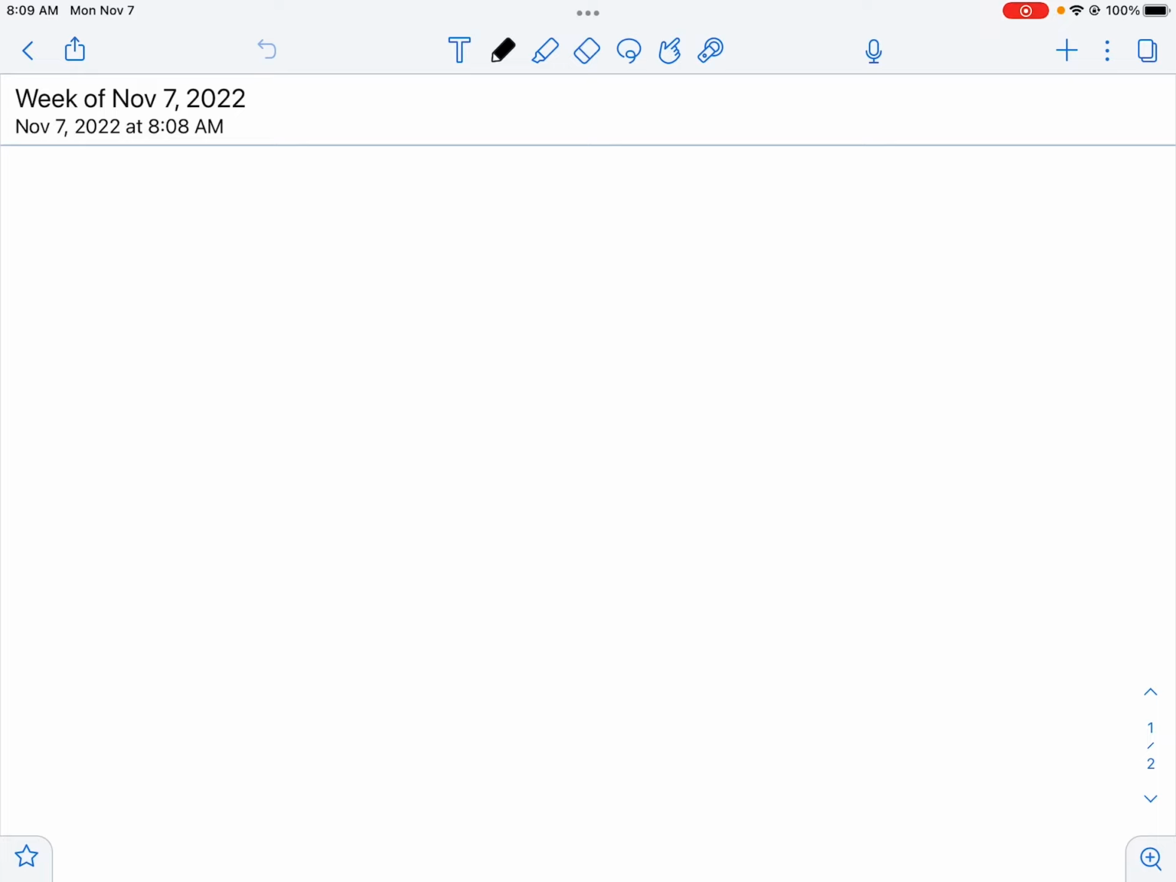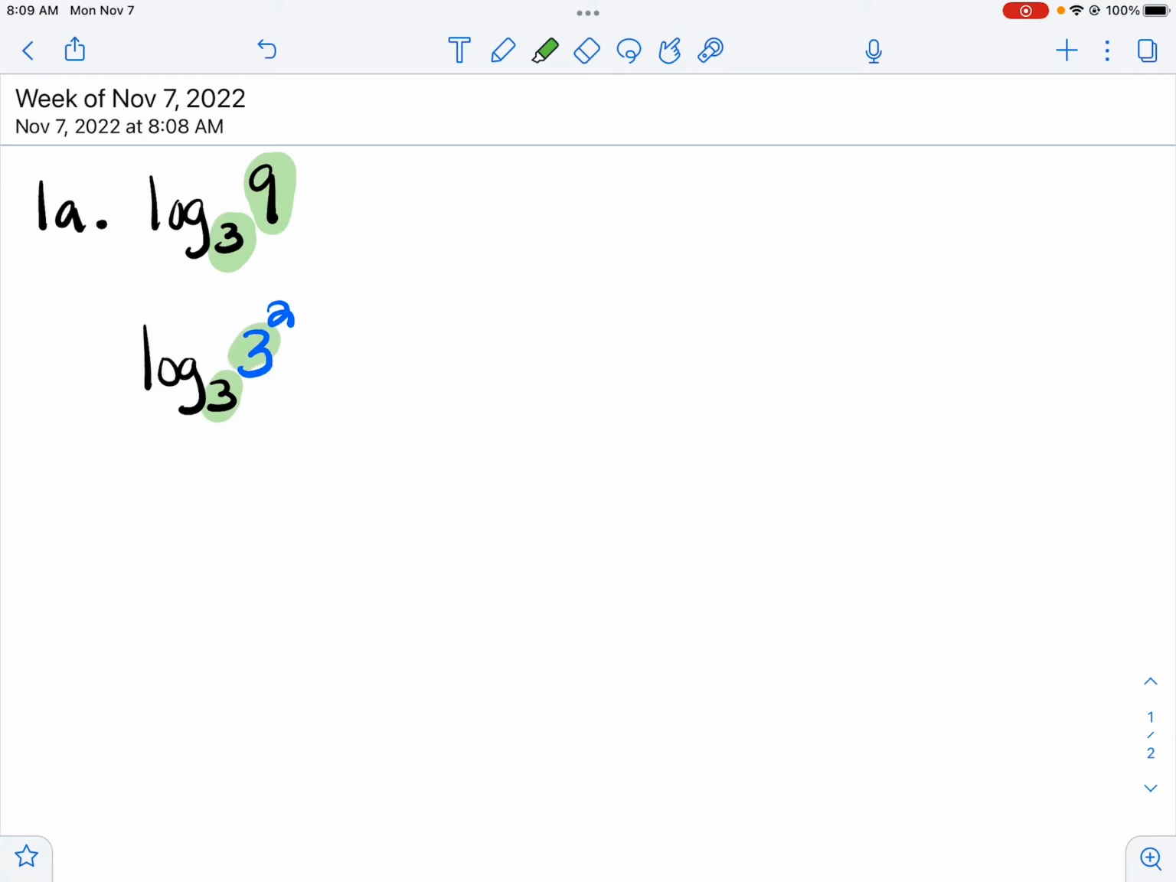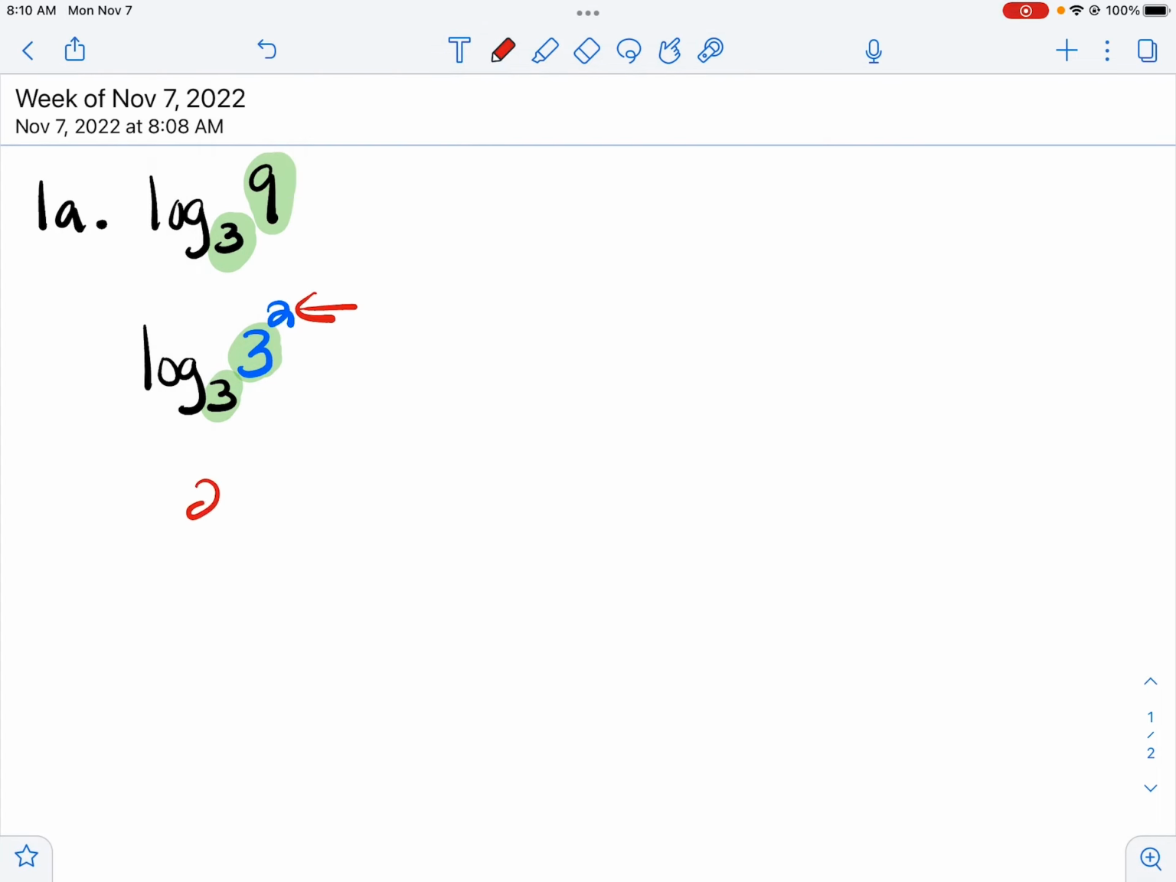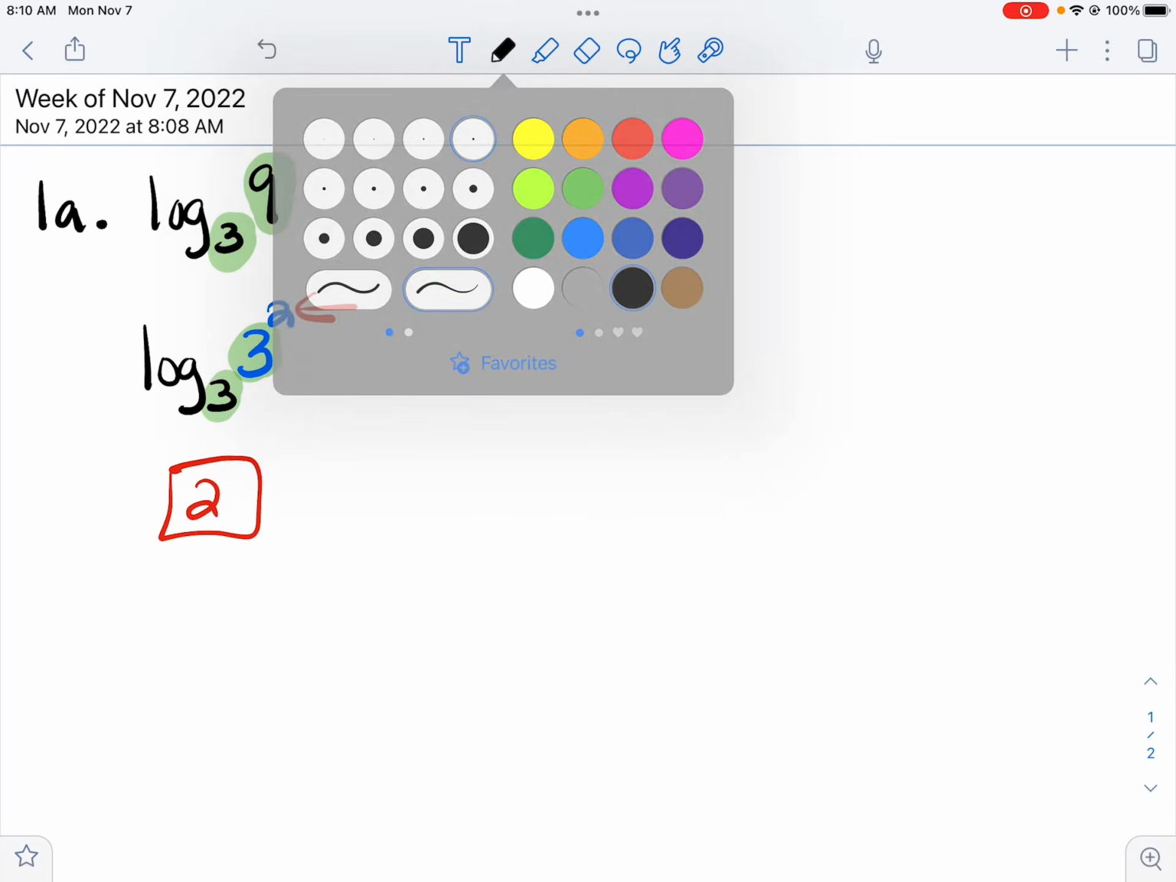In this video, we will look at sections 4.3 and 5.1. So let's get started. Number 1, ask us to evaluate our logarithms. What we want to do with our logarithms is get the base of the log to match whatever number we have here. So I can rewrite 9 as 3 squared because 9 is 3 times 3. And then once the bases match, the 3's here match, our answer is this exponent up here. And so our answer here is 2.